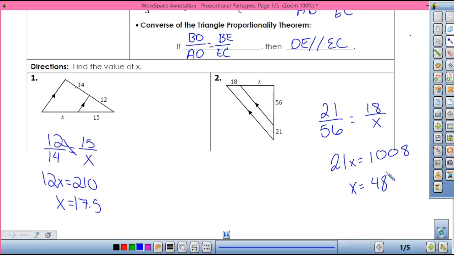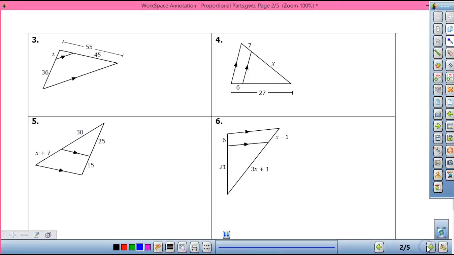Questions yet? No? All right. All right, who wants to set this guy up? Okay, so he subtracted 55 minus 45 and got that little part to be 10. Okay? So, if it's 10 over 45, what's my other side going to be? X over 36. Good. Okay. So, 45x equals 360. X equals 8.